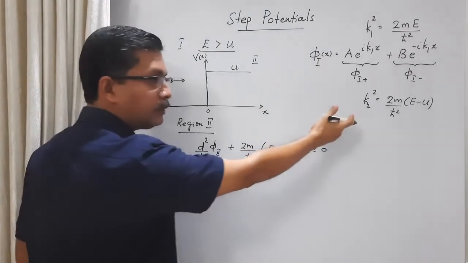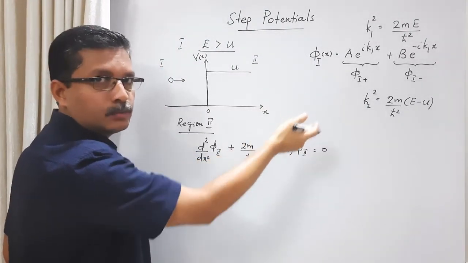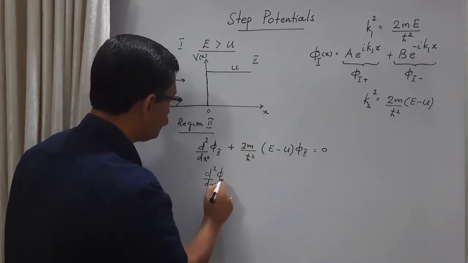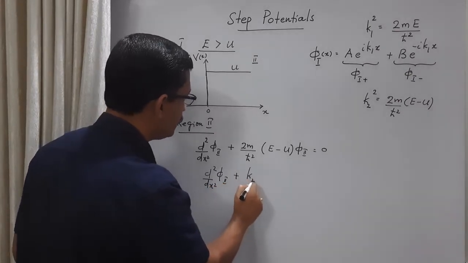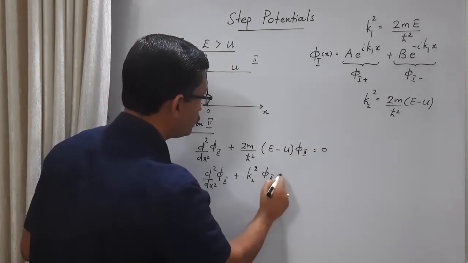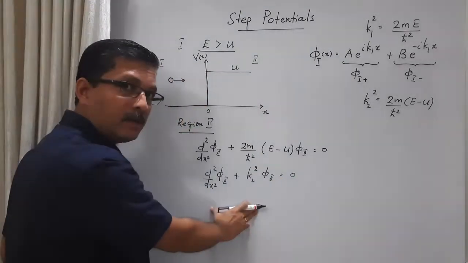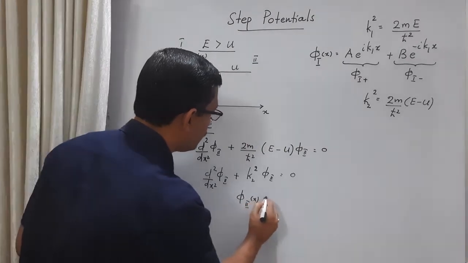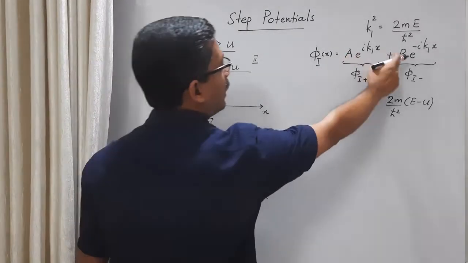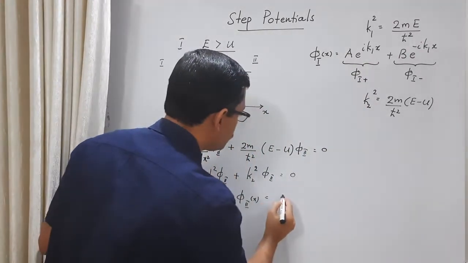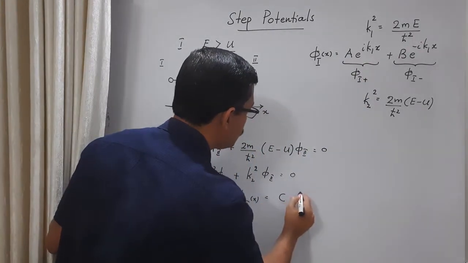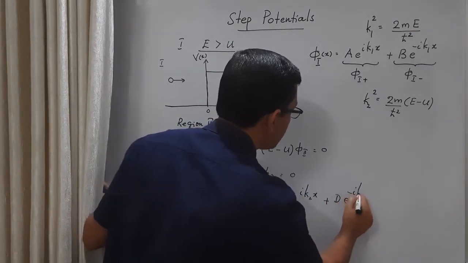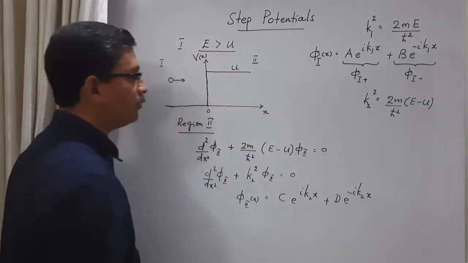So this k2 we can interpret as the wave number in region 2. Now we get d square by dx square phi 2 plus k2 square phi 2 equal to 0. Again, this is a simple harmonic motion type equation. So the solution in complex exponentials I can write as phi 2 of x equals constants C and D, since A and B were used for region 1: C e raised to i k2 x plus D e raised to minus i k2 x.